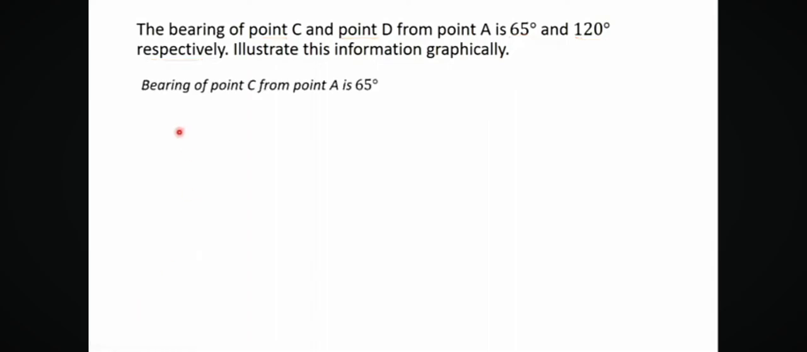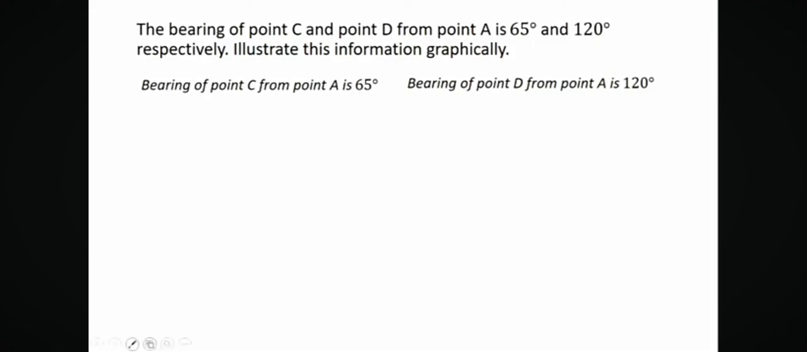The first one is the bearing of point C from point A, which is 65 degrees. And the second one is the bearing of point D from point A, which is 120 degrees. And we are supposed to represent these two bearings on the same diagram. So when you have this, how do you do it? Let's find out. We are going to begin with the first one, the bearing of point C from point A.